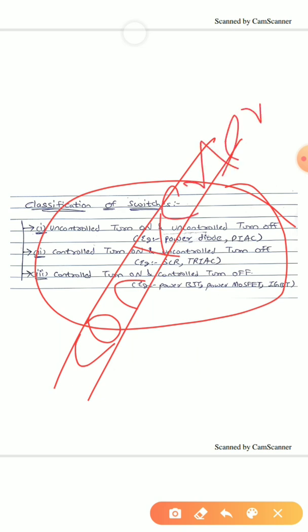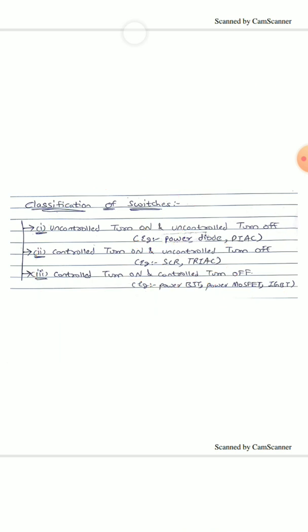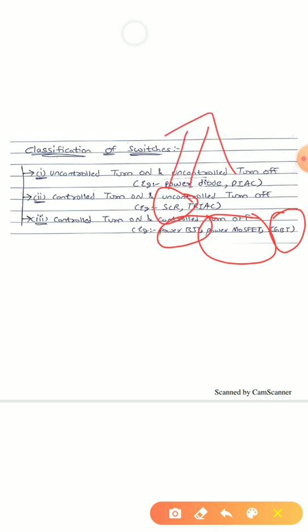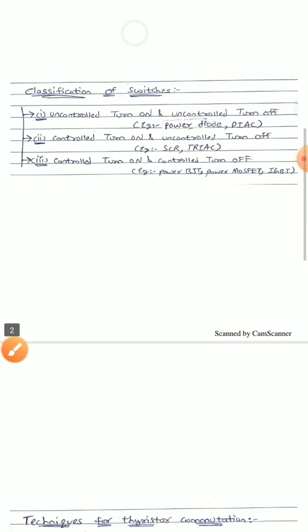All the 5 converter circuits that we are going to discuss will be based on the classification of these switches, and the most widely used switch will be SCR. It is not necessary that only SCR can be used. Power BJT can be used, power MOSFET can be used, IGBT can be used. This SCR can be replaced by any type of switch that we have in power electronics.